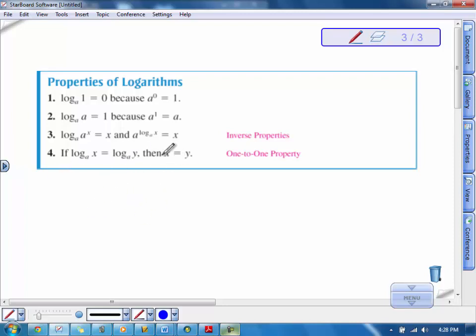If this is true, then x must be equal to y, because you can do this. You can do base to the exponent equals the argument. Well, we know that a number raised to the log base of that number cancels, so it's just y equals x. Okay, that's using this property here, inner property 3 as well.